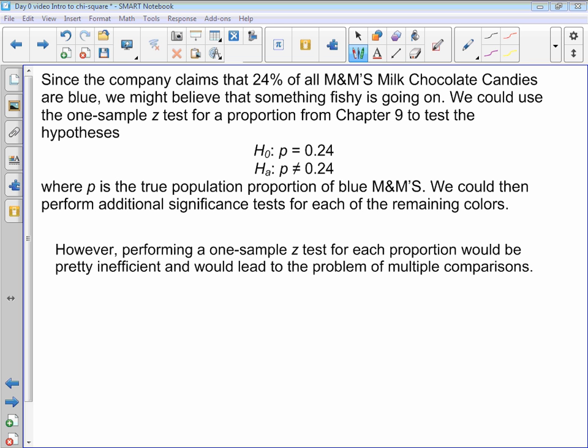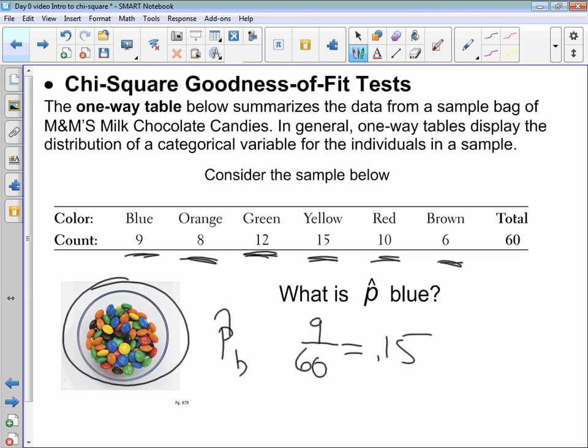So I could test if this null hypothesis worked. But this would really only tell me if the blues were correct. It wouldn't tell me anything about p hat orange, or p hat green, or p hat yellow, or p hat red, or p hat brown.